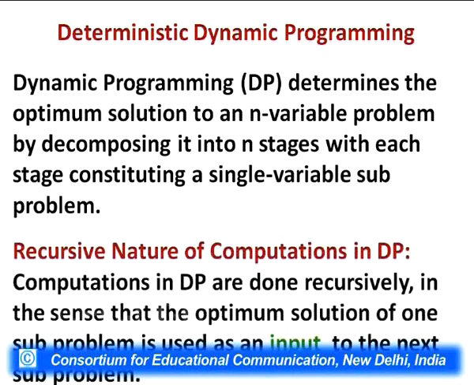What do we mean by the recursive nature of computations in DP? Computations in DP are done recursively in the sense that the optimum solution of one sub-problem is used as an input to the next sub-problem. This is the meaning of recursive computations. The problem is divided into segments. The solution of one stage is used as an input to the second stage. The output of the second stage is used as an input to the third stage. This is called the recursive computational technique.